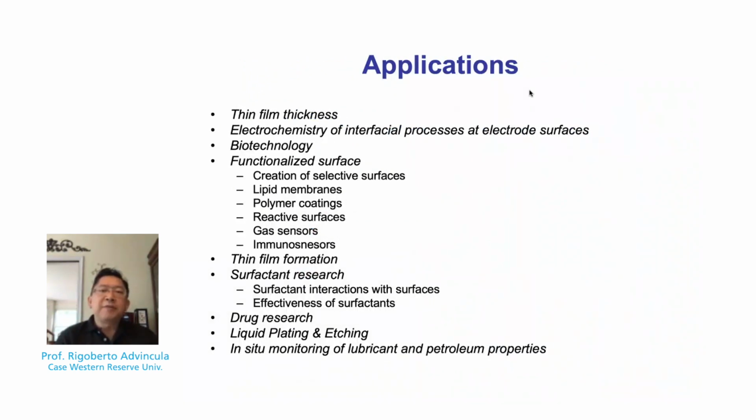Regarding applications, I want to specify that the QCM as a technique can measure film thickness. That is, it can rival the use of ellipsometry and other dielectric methods for determining thickness. It's actually very useful in electrochemistry because it can be used to monitor interfacial chemistry or deposition with, let's say, gold utilized as an electrode surface or working electrode.